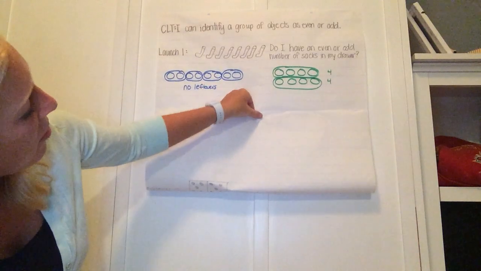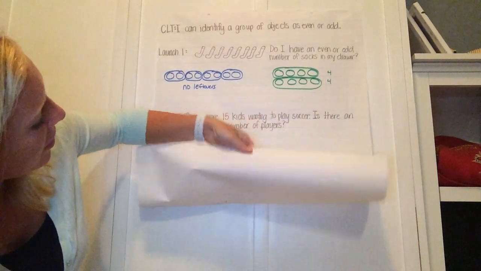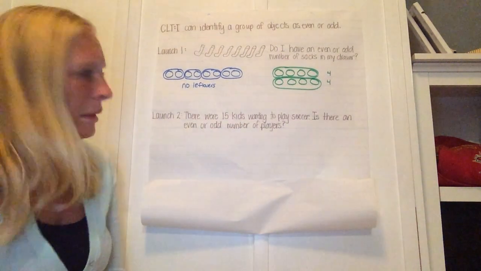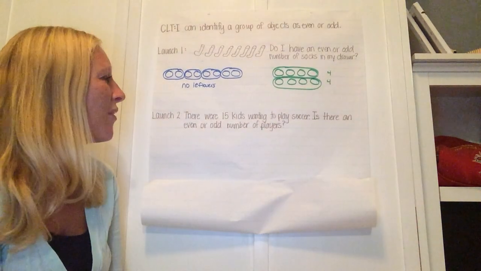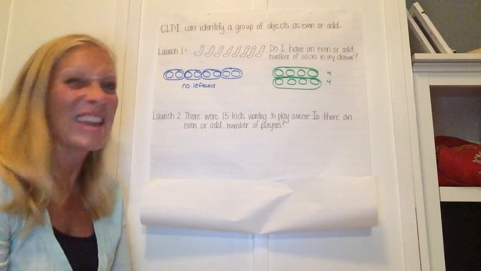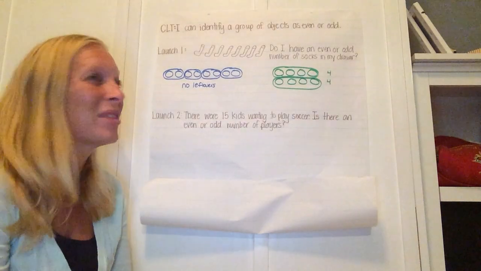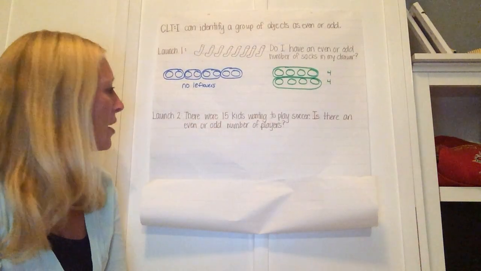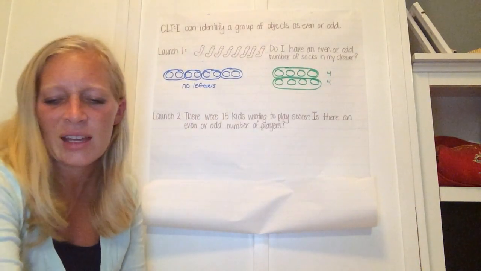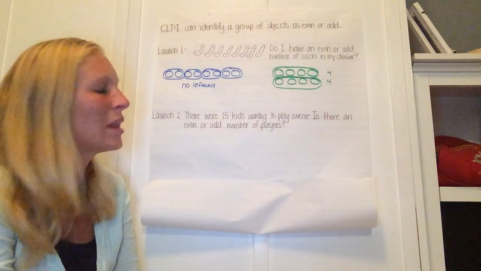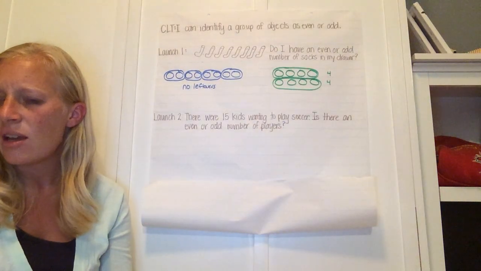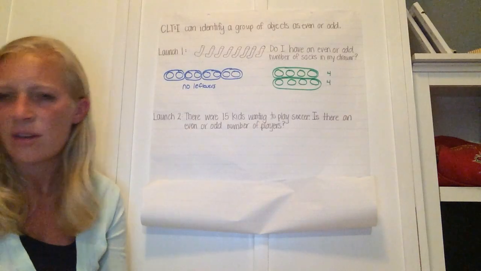All right, let's pose our next problem. So 8 is even. What about this little problem here? There were 15 kids wanting to play soccer. Is there an even or an odd number of kids wanting to play? Remember to use those counters or those cubes, something to help you really see and move those around to decide if it's even or odd.